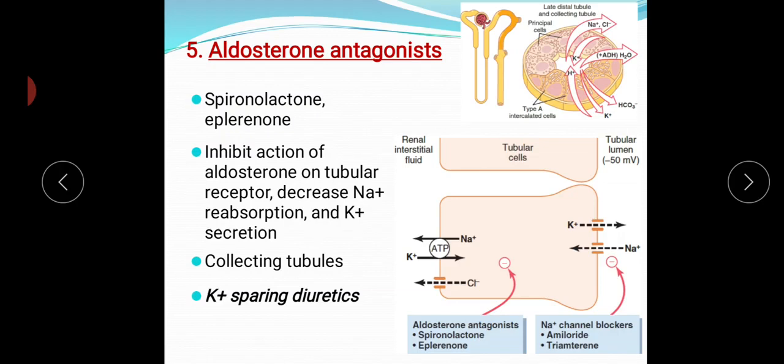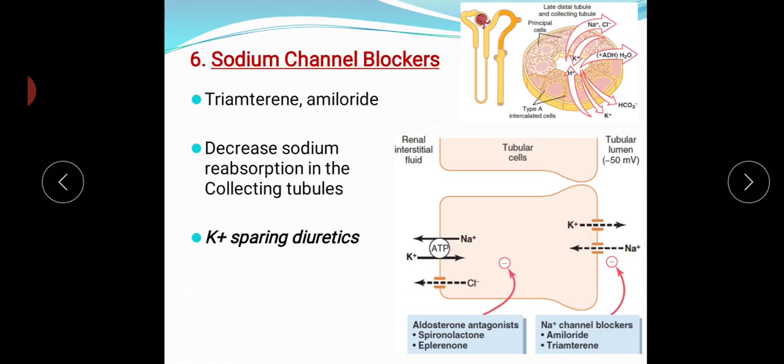Both are preventing the sodium reabsorption and the potassium secretion at the distal tubules and the collecting duct by acting over the principal cell. Okay, and both are called potassium sparing diuretics because they are preserving the potassium here. Same for the sodium channel blockers, they are only working like this.